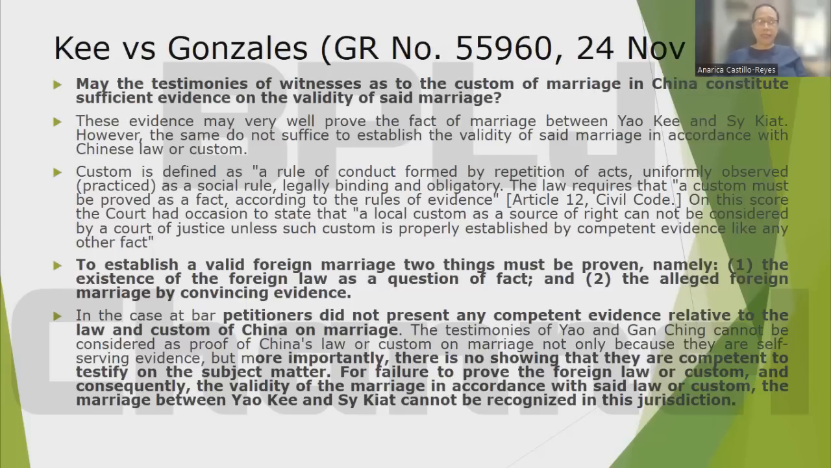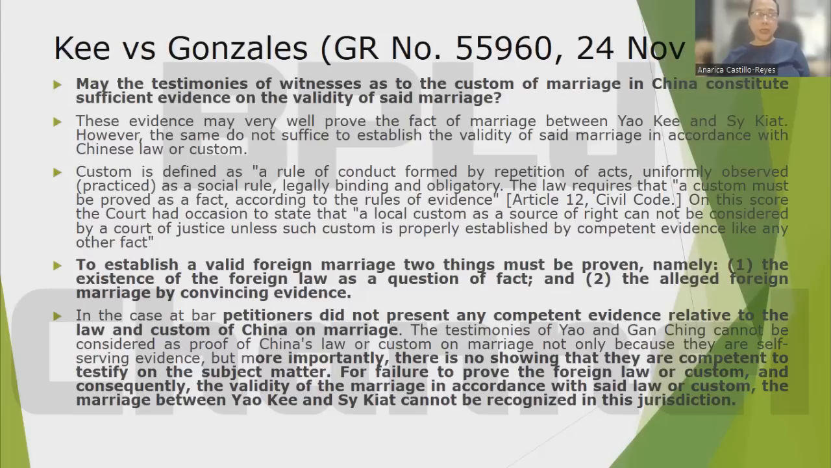T versus Gonzalez teaches us that customs must be proved as a fact. To establish a valid foreign marriage, two things must be proven: the existence of the foreign law as a question of fact, and the alleged foreign marriage by convincing evidence. Because in that case, the issue is whether the testimonies of witnesses as to the custom of marriage in China would be sufficient evidence on the validity of said marriage.